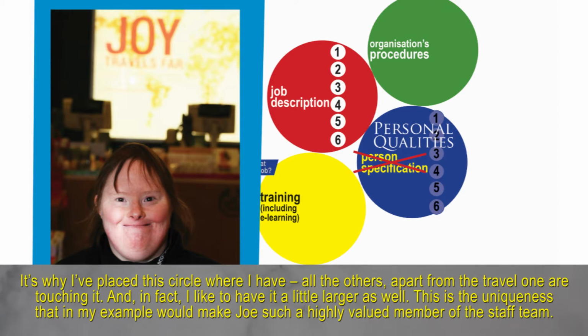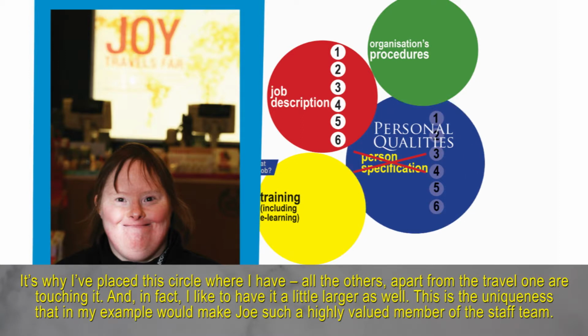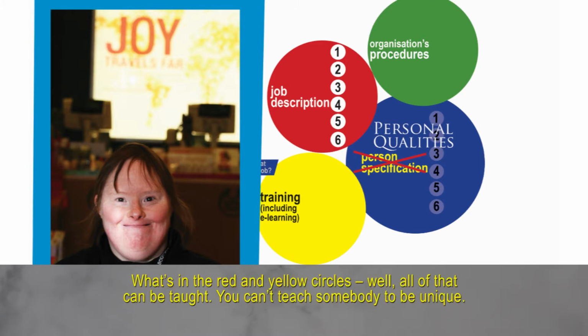It's why I've placed this circle where I have. All the others, apart from the travel one, are touching it. And in fact, I like to have it a little larger as well. This is the uniqueness that in my example would make Joe such a highly valued member of the staff team. What's in the red and yellow circles? Well, all of that can be taught. You can't teach somebody to be unique.